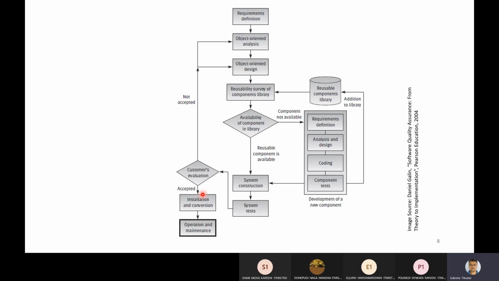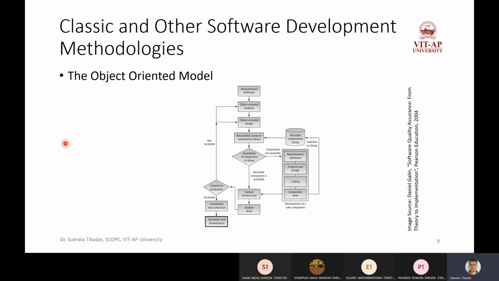If they are satisfied, then you can install or deploy the software and perform the maintenance activities. If the customers are not satisfied, they will give some feedback, and then again you may search in the reusable library. If available, then do the same process. If not available, then you have to design and implement it yourself. That means you have to define the requirements, do the design, coding, testing, all the phases. So in this way, through the object-oriented model, you can build your software.